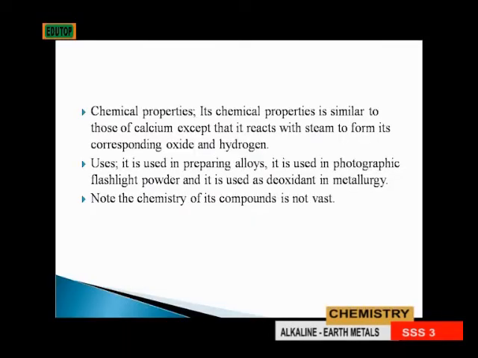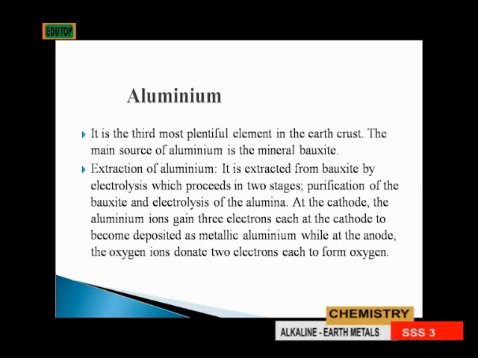Uses of magnesium. 1. It is used in preparing alloys. 2. It is used in photographic flashlight powder, and as a deoxidant in metallurgy. Note, the chemistry of its compounds is not vast. Aluminium. It is the 3rd most plentiful element in the Earth's crust. The main source of aluminium is the mineral bauxite.